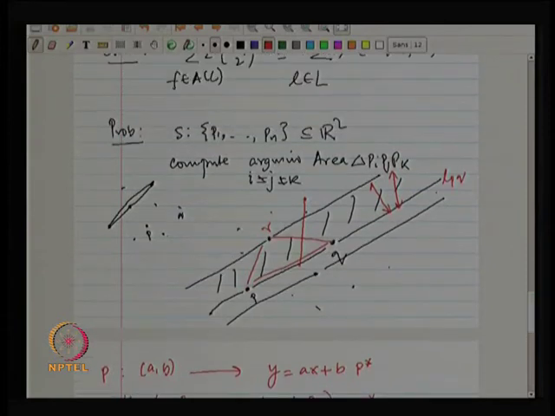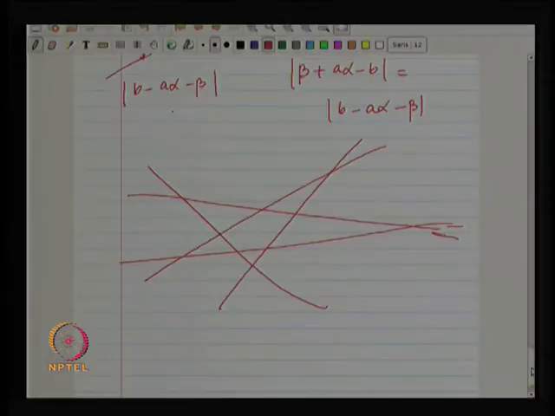Now, what does a line passing through a pair of points correspond to in the dual? Intersection of 2 points, am I right? Because if so, you have the 2 points P and Q, each of them maps to a line in the dual, and the line in the primal passing through P and Q corresponds to the intersection point of the 2 lines. So, let us say this was P star, this was Q star. Then this is the intersection point.